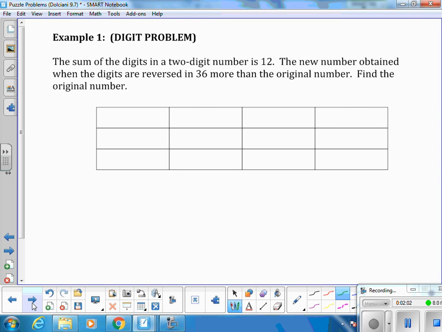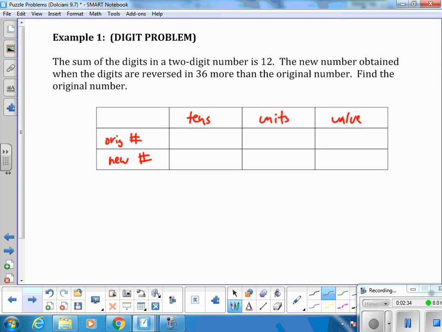Like, for instance, on this one: the sum of the digits in a 2-digit number is 12. Okay, so it's a 2-digit number, so we know we're going to have a number in the tens place, and a number in the units place, and then we're going to have its value. That we know. The new number obtained when the digits are reversed is 30 more than the original number. So we've got two things playing over here: an original number, and a new number.